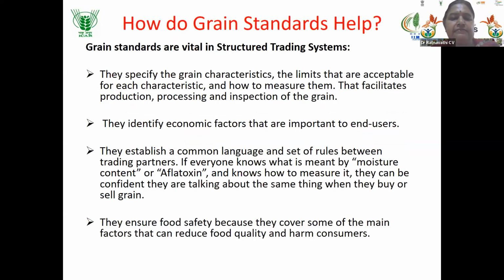So the grain standards are vital in structured trading systems. Suppose you want to trade any product, food product or any product, you need to have very important parameters that are acceptable to the consumers. Unless you define the different parameters of the product that you are trading, it is very difficult in the sector of food, especially because food is related to human health. So many of the factors that are important go for grading and also for developing the standards. For food we need to have certain parameters, limited contamination, and also identify the toxigenic principles which are causing damage to human health. For example, mycotoxins.